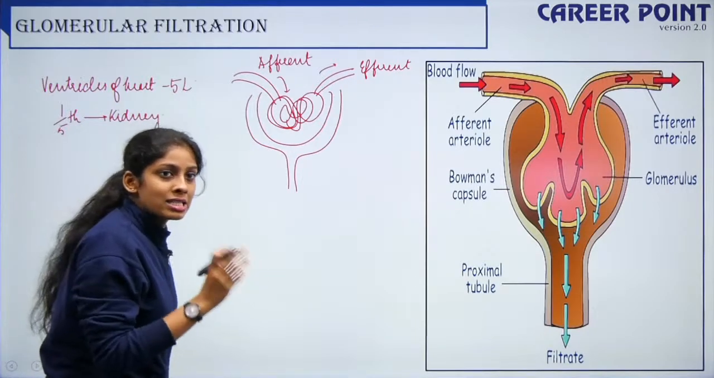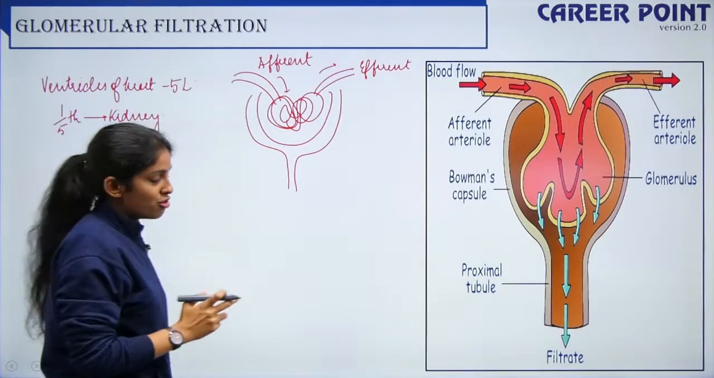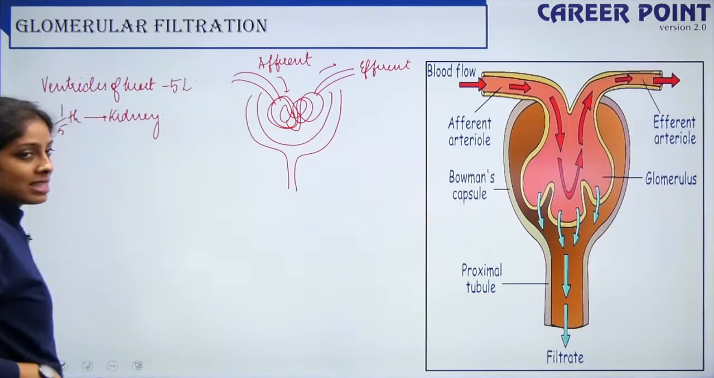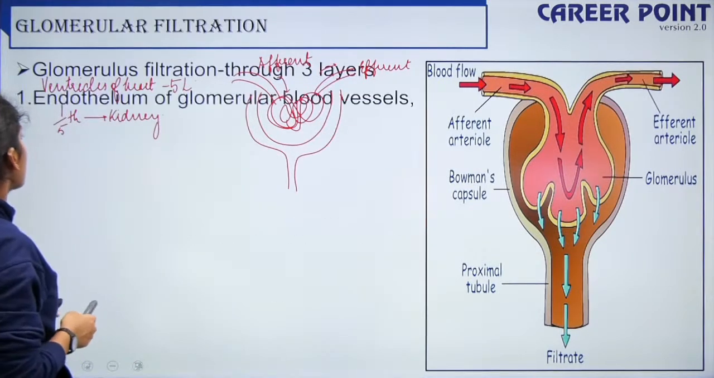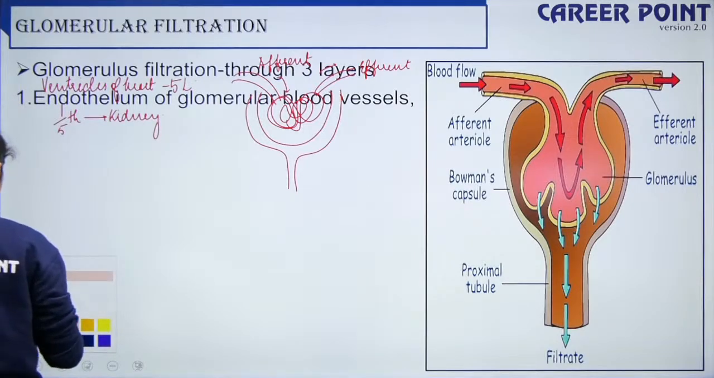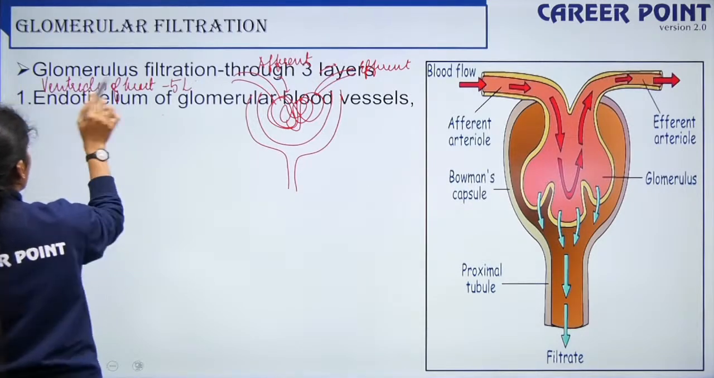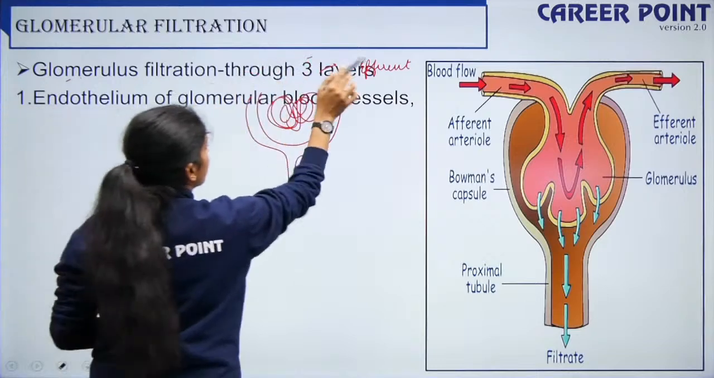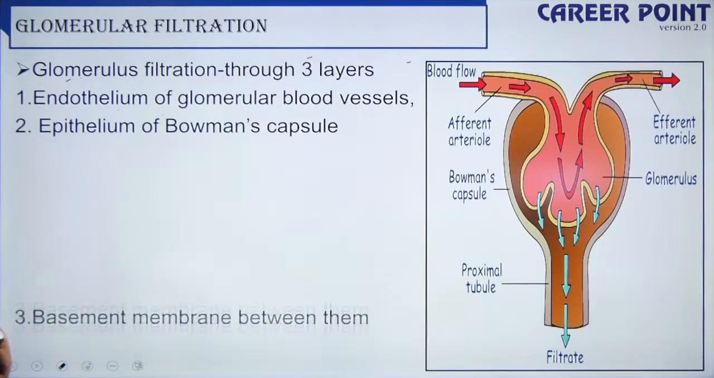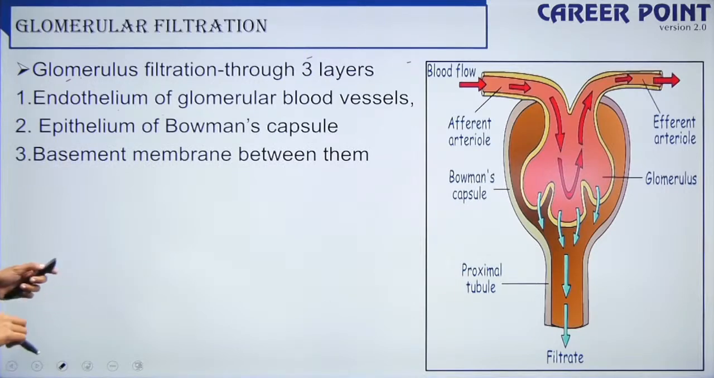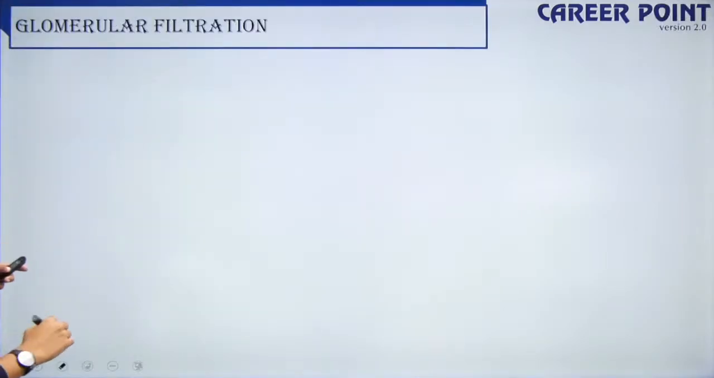So what are the layers that are going to participate in filtration? We are going to talk about the layers that take part in filtration. Glomerular filtration happens through 3 layers. I guess I have done a lot of overwriting on the text. So these are the 3 layers that are going to take part in glomerular filtration. Okay.